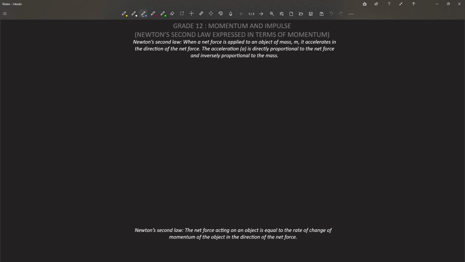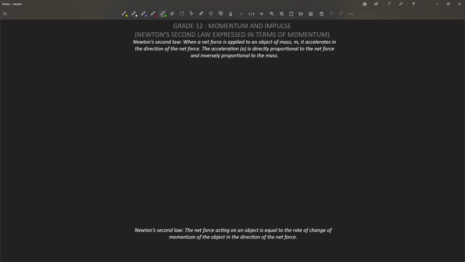Okay, we're still on momentum and impulse. Today we'll be looking at Newton's second law expressed in terms of momentum. The first thing that we have to do is to describe Newton's second law as you know it from grade 11.